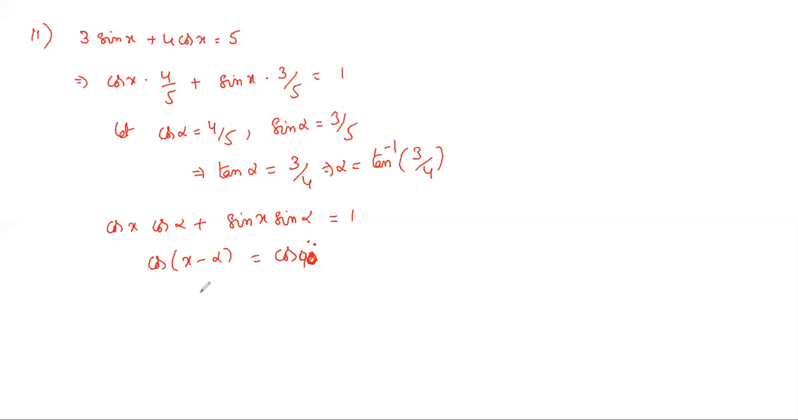So x minus alpha equals 2n pi, cos 0 only. So cos 0 gives 2n pi plus or minus 0. So x equals 2n pi plus alpha, and what is alpha? Alpha is tan inverse 3 by 4. So we get x minus alpha equals 2n pi, x equals 2n pi plus alpha, and alpha is tan inverse 3 by 4.